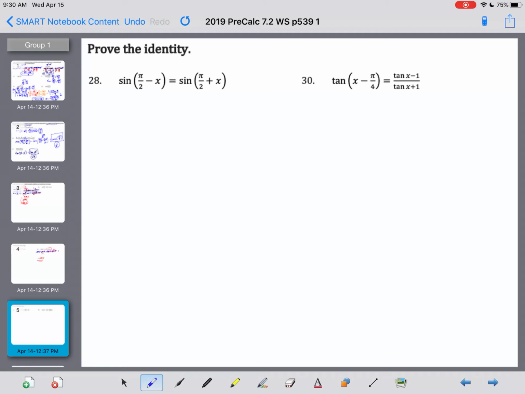So with this one, this is tangent subtraction. So I'm going to say, hey, I got tangent x minus tangent pi over 4, and then in the bottom I get 1 plus tangent x tangent pi over 4. So I'm just going to double check here. I've got that subtracting to that.